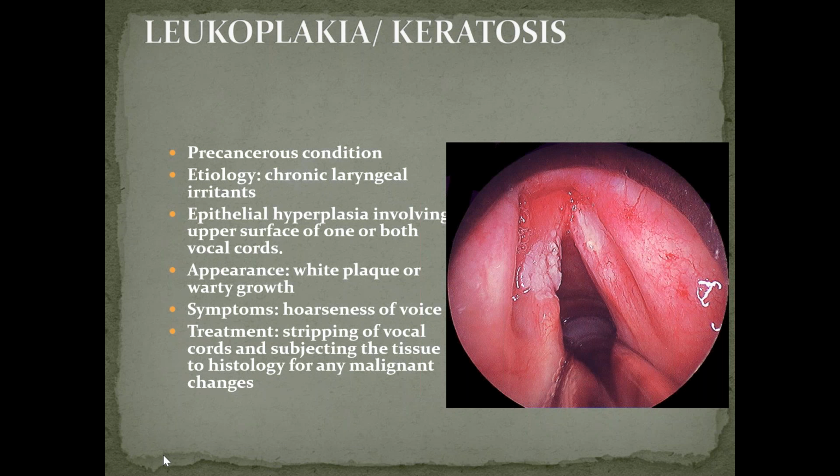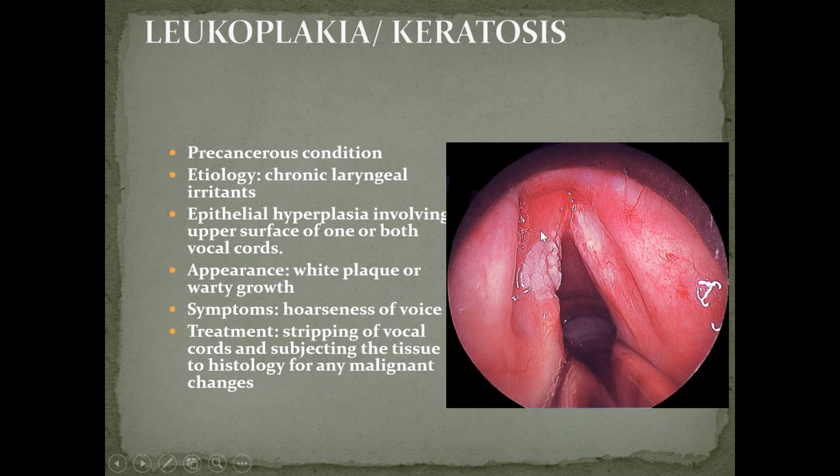The other lesion is leukoplakia or keratosis. It is mainly a precancerous condition. If you leave this keratotic lesion, there is a chance it converts into carcinoma in situ or malignancy of the vocal cord. The common site for this keratosis is the true vocal cord. Like this, there is epithelial hyperplasia involving the upper surface of the vocal cord, on either one side or both sides. Here you can see it only on one side. There is a white plaque or warty growth over the vocal cords. Because it affects the true vocal cords, usually the symptom is hoarseness of voice.